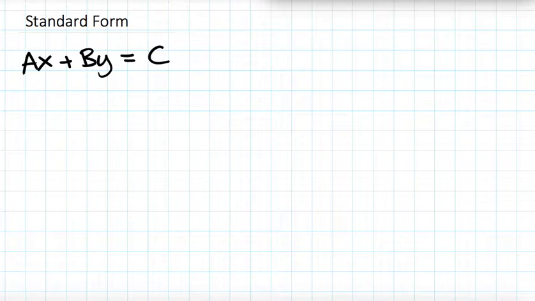Standard form means that we have an equation that looks like ax plus by equals c, where a, b, and c are all numbers. Another way of saying this is that x and y are on the same side of the equation and the other side is a number.